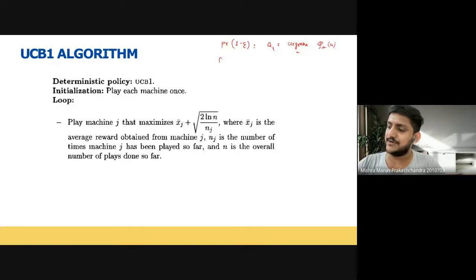This is the exploitation part. And with the remaining epsilon probability, you select an action which is random of A, where A is the action space. Okay, so you randomly select an action from the action space A. So you see what happens here is in the epsilon greedy policy, this exploration is somewhat random, right?